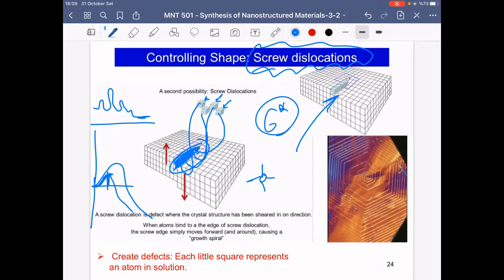So a screw dislocation is a defect where the crystal structure has been sheared in one direction. When atoms bind to the edge of a screw dislocation, the screw edge simply moves forward, causing a growth spiral. And maybe some of you have seen the spiral growth. This figure here shows the spiral growth. This, I think, is taken by an AFM measurement, and you can see how this crystal surface grew in a dislocation, in a spiral form. You create this on purpose if you can, and then it's just going to continue growing this way, and that's going to decrease your energy barrier.